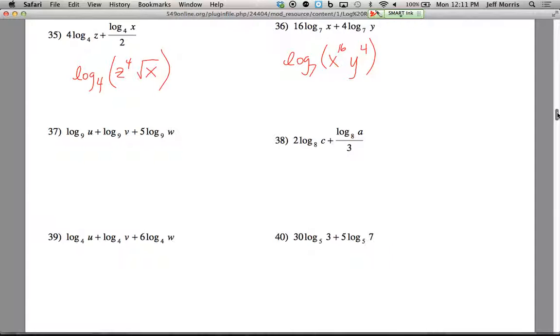Okay, so when you put it back together, when we're adding logs to put them back on the same log, we multiply. When we're subtracting, guys, quiet when I'm talking, you divide. And when it's multiplying, you put the monkey back in the tree. All right, let's go a little quicker now.